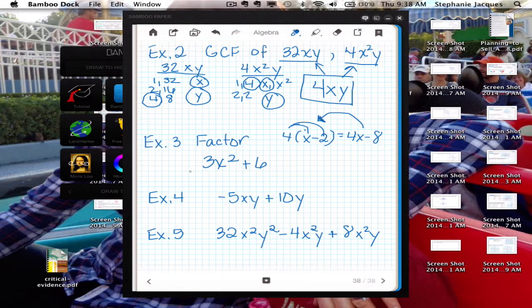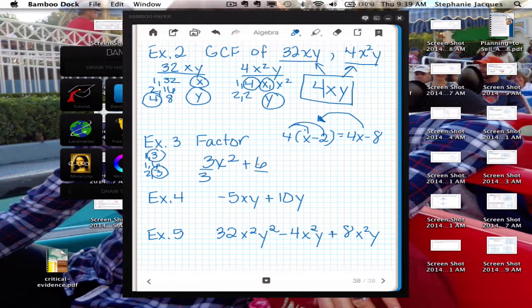So I want to ask myself, what's the biggest number that can go into 3 and 6? So I know 1 and 3 for 3, and then for 6, I know it's 1 and 6, and 2 and 3. So it looks like 3 is the biggest number. So we're going to pull a 3 out.